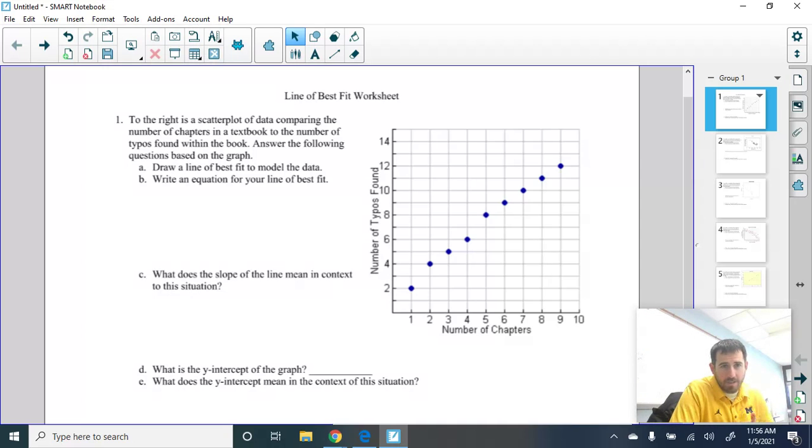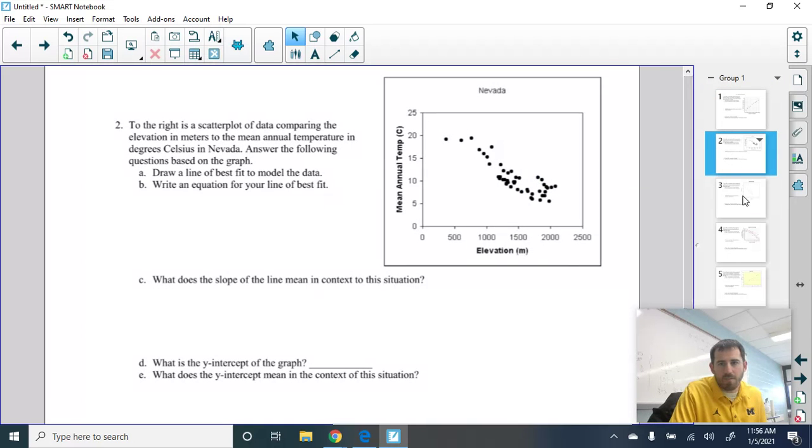Like in here it says the graph to the right is a scatter plot of data comparing the number of chapters in a textbook to the number of typos found within the book. Answer the following questions based on the graph. The first thing you always have to do is identify your data and plot it on the graph. Now, for this one, you can see it's already on the graph. That makes it a lot easier, okay? So you won't have to do anything with that.